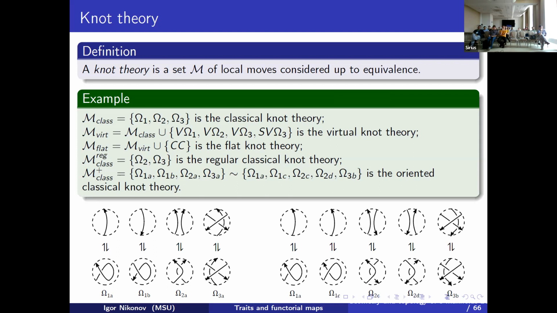And there are oriented variants of these theories. And now, for example, the classical knot theory without the first order Reidemeister move. So below you can see two examples of sets of moves that produce the oriented classical knot theory. That is the example from Polyak's paper on generating sets for oriented Reidemeister moves. So these two sets are equivalent, and they are the same knot theory.